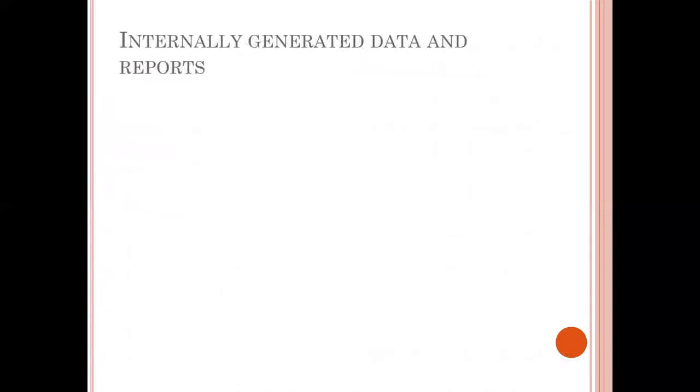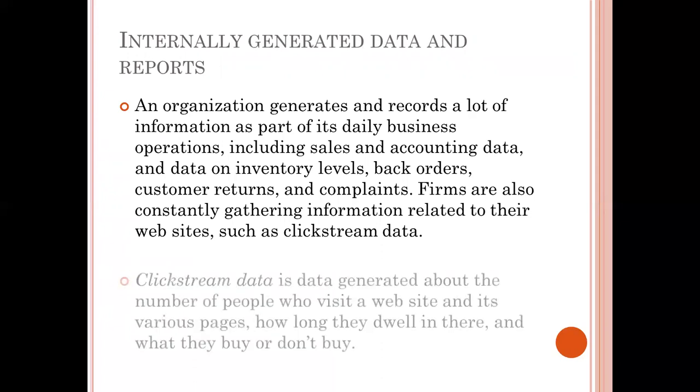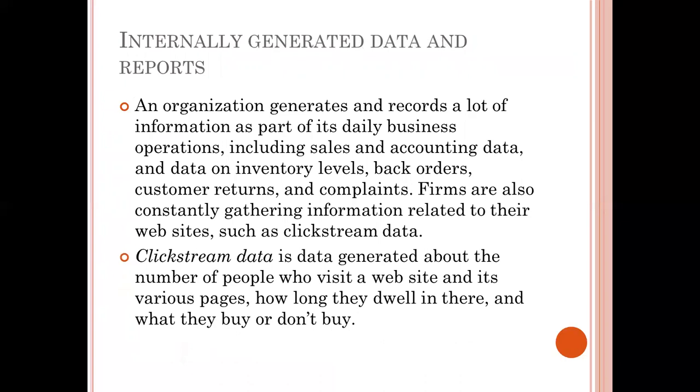Once we have gathered all the data and reports, we will now look at internally generated data and reports. Usually an organization generates and records a lot of information as part of its daily business operations, including sales and accounting data and data on inventory levels, back orders, customer returns, and complaints. Firms are also constantly gathering information related to their websites, such as clickstream data. Clickstream data is data generated about the number of people who visit a website and its various pages, how long they dwell there, and what they buy or don't buy.